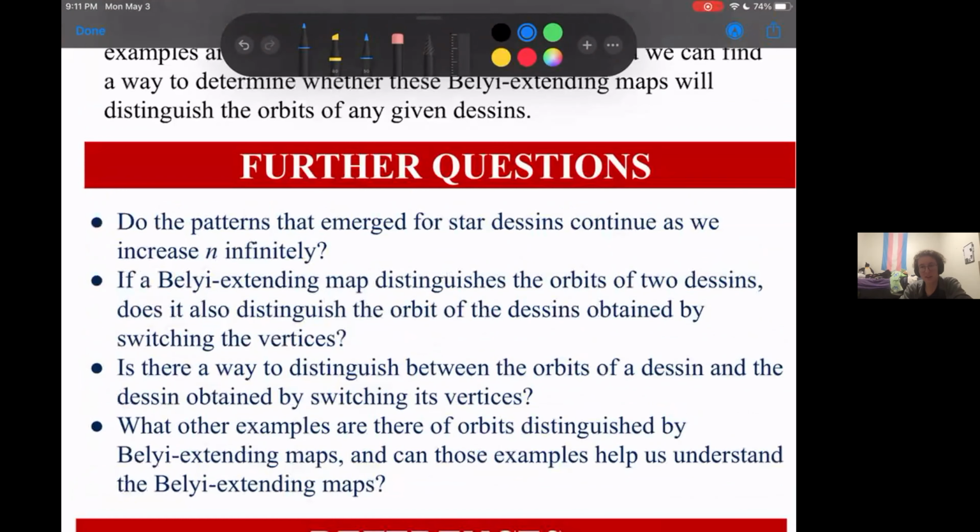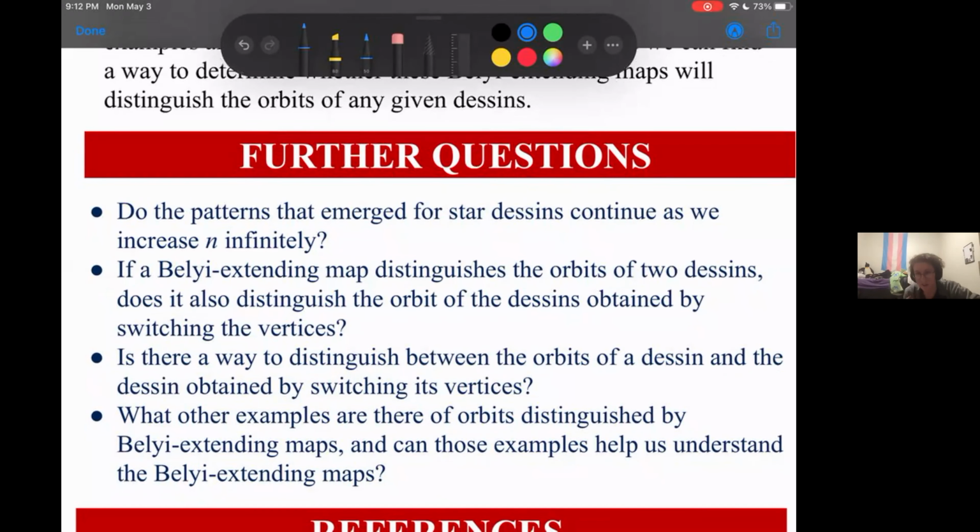And right, there are some further questions that we could pursue based on this. I only calculated the star Dessins for the first 10 numbers of edges. Will the patterns I noticed continue forever? Another question might be about the thing I did where I switched the vertices: does that always work? If the Belyi-Extending map tells us these two Dessins are in different orbits, and then we switch the colors of the vertices of these Dessins, does the same Belyi-Extending map also tell us whether those switched up Dessins are going to be in different orbits?